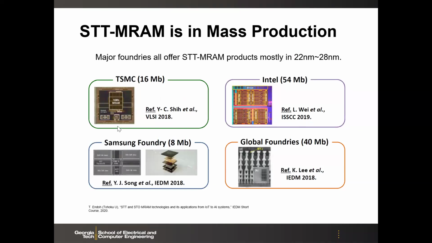Anyway, to summarize, today the major foundries all have STT-MRAM commercial products already. Most of them are from 28 to 22 nanometer nodes, including TSMC, Intel, Samsung, GlobalFoundries. They all offer STT-MRAM. This is widely available compared to other emerging memories like RRAM, phase change, and ferroelectric. Only some of those companies are offering those, but STT-MRAM is kind of universal there.